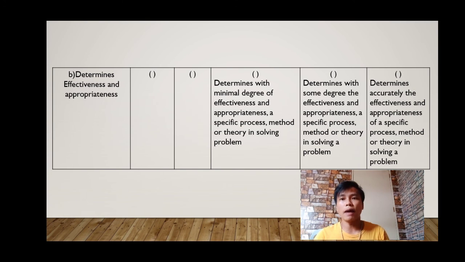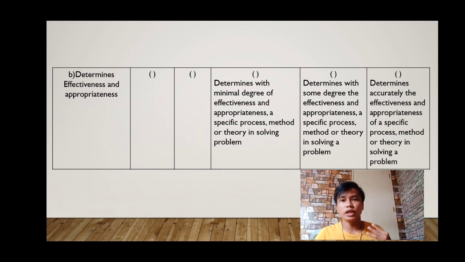So let's proceed to the next situation, which is the students can determine effectiveness and appropriateness. So in this situation and the beginner category, the students can determine with minimal degree of effectiveness and appropriateness a specific process, method, or theory in solving a problem. So the student can identify or determine the effectiveness of some process or method or theory in solving a problem.